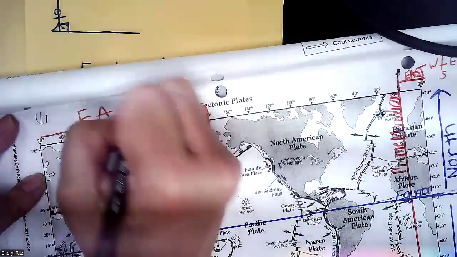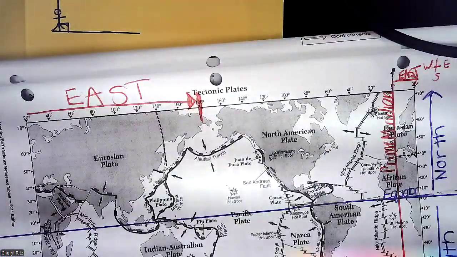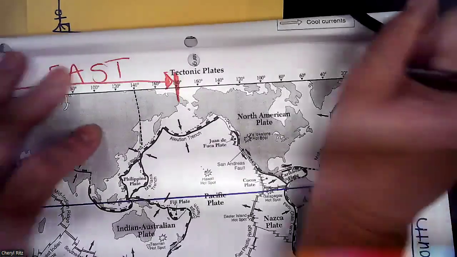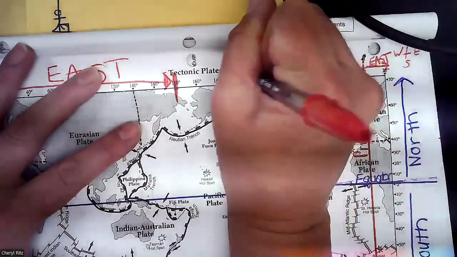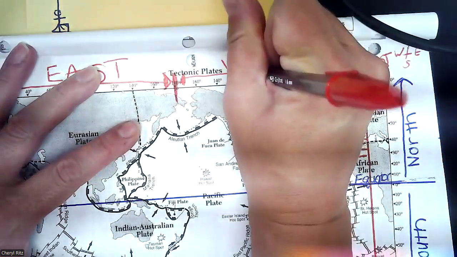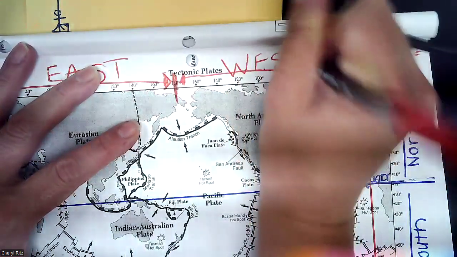And I would request you label it nice and big like that. Or maybe write east a few times, so it says it all along the eastern side. So that whole section is still east, leaving from the prime meridian to the left until you get to 180. This section is west.